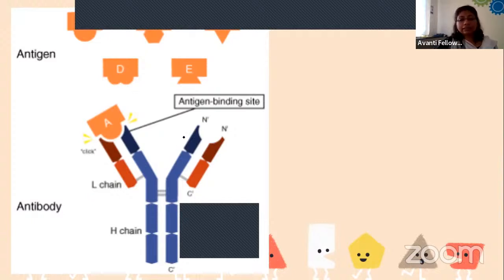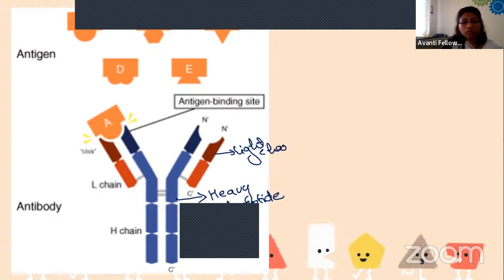So as you can see, this Y-shaped structure is of antibody. There are two different types of chains found. This H chain is the heavy chain, the heavy polypeptide chain. These small red overlapping chains are light chains, or L chains, of polypeptide, that is protein. They together make our antibody. So here we have two light chains and two heavy chains.